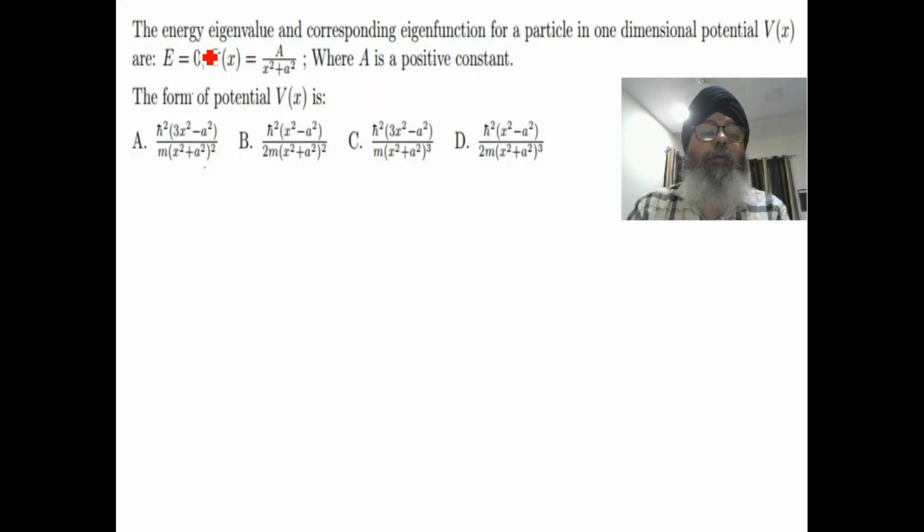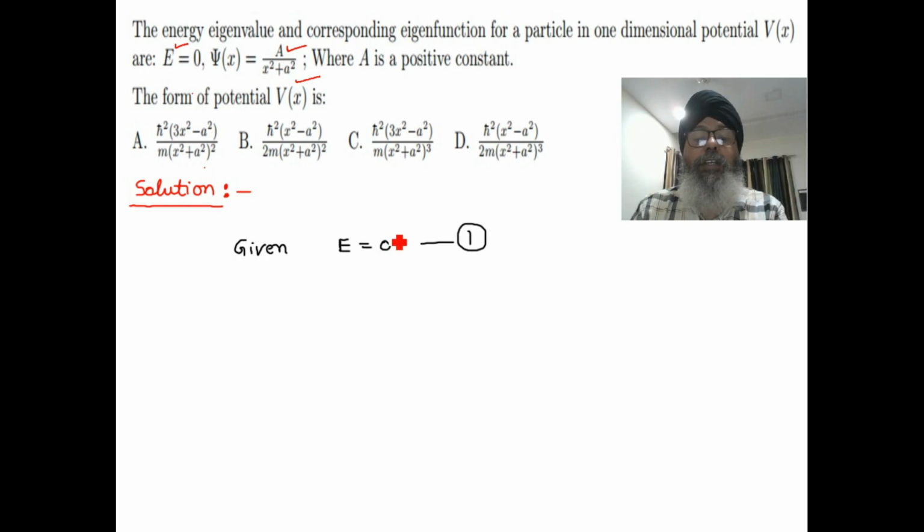In this problem, we are given that the total energy of the particle is 0 and the wave function of the particle in one-dimensional potential is given by this function. We have to find the potential for the particle. Let us now solve this problem.